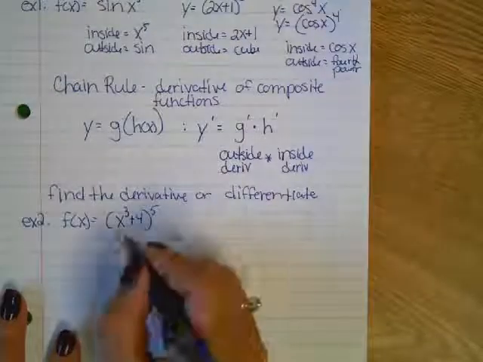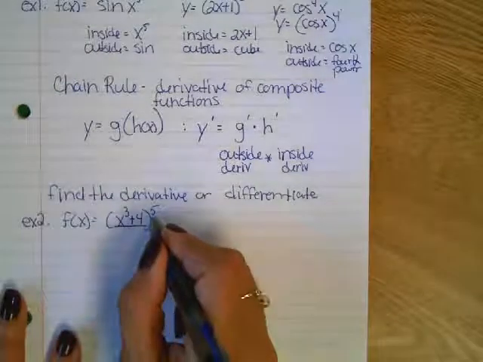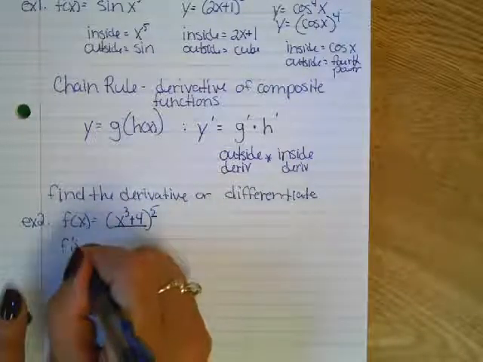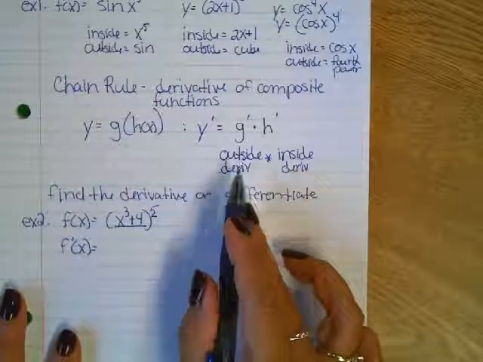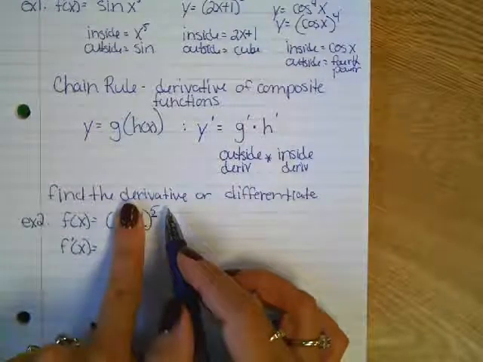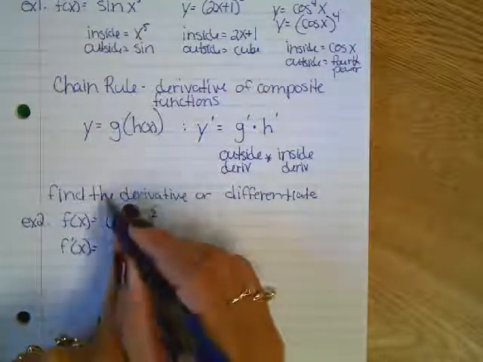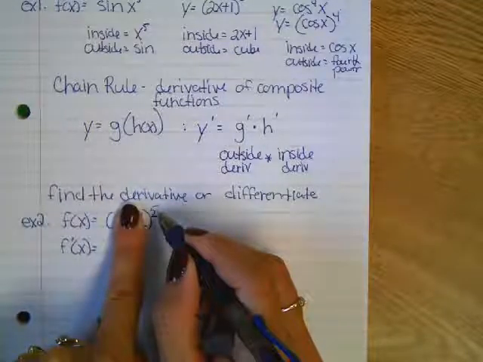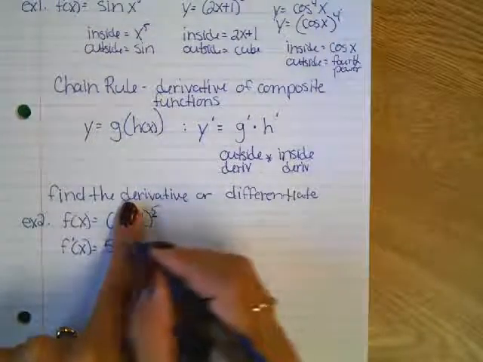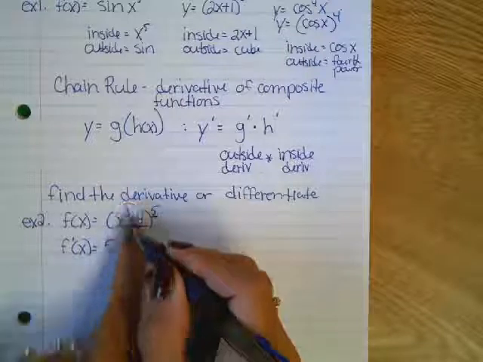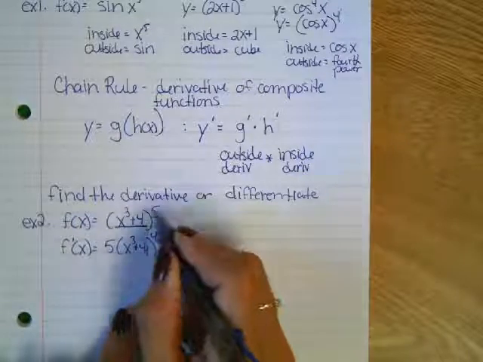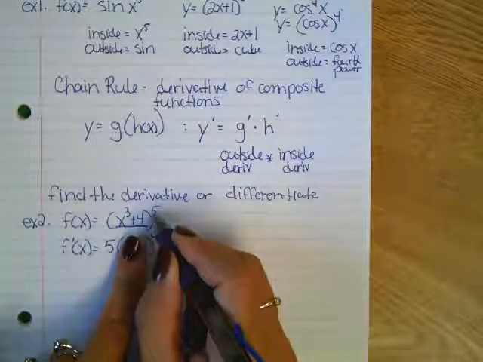So what I want you to see is that there is an inside and an outside. So when we go to do derivatives, we start from the outside and then multiply by the inside. Our outside is this power. So I'm going to use our power rule where we take the exponent, multiply it down, and subtract 1. That's our power rule. So 5 comes down. The inside doesn't change. Inside has to stay the same. So subtract 1.